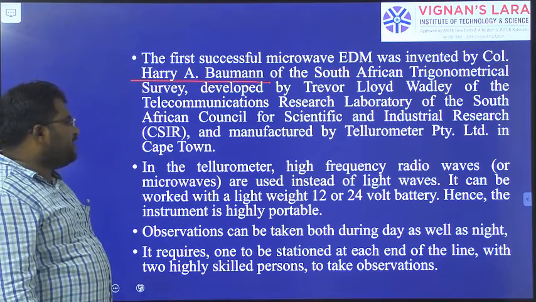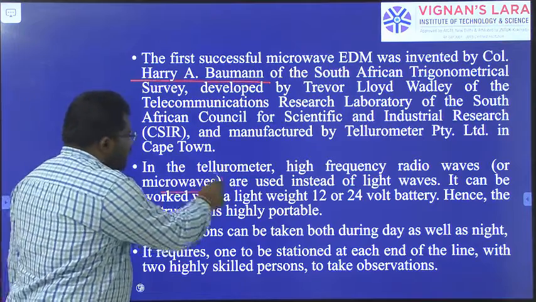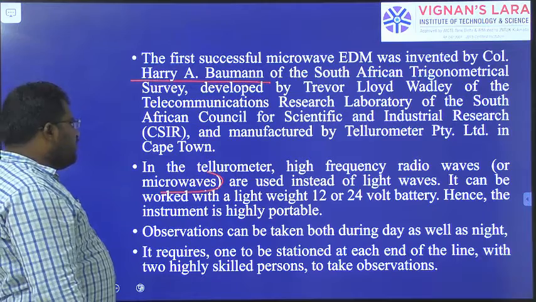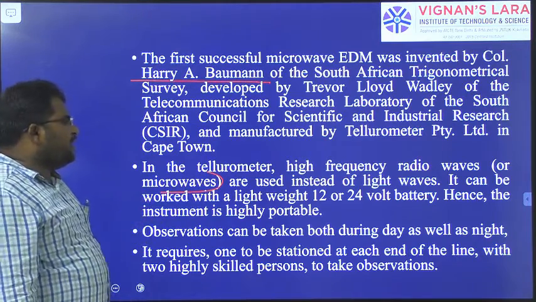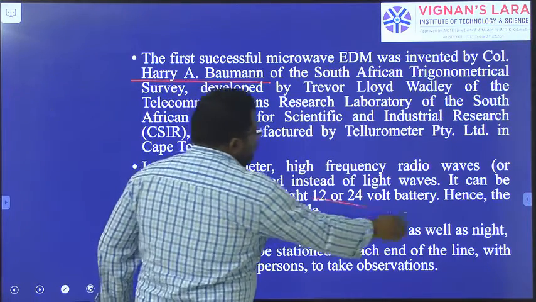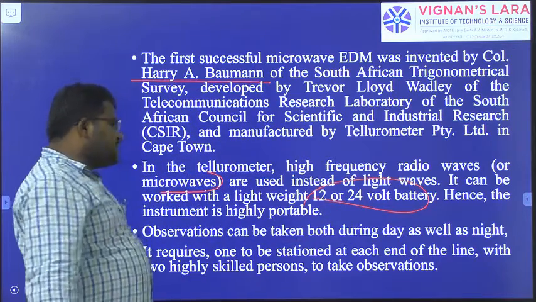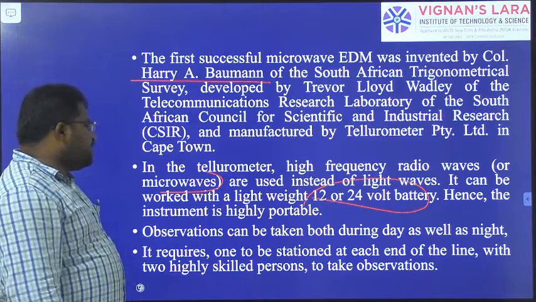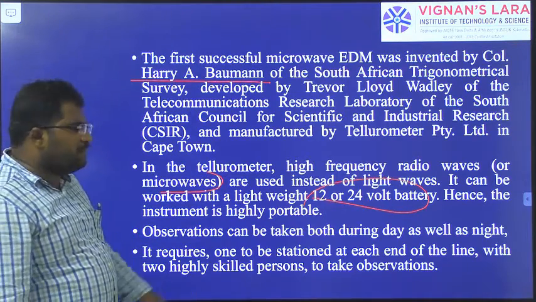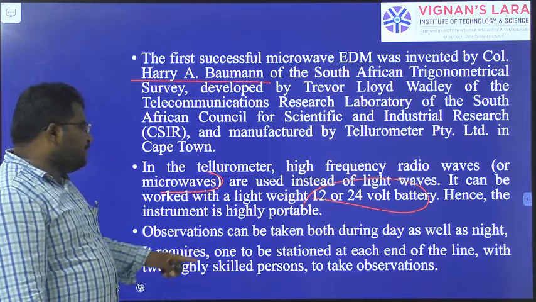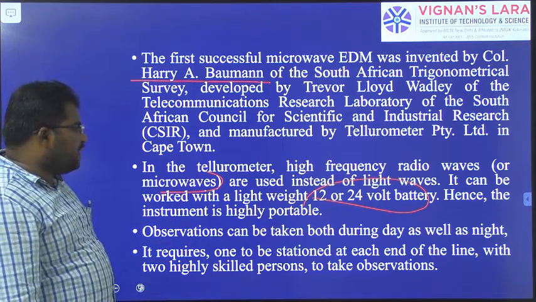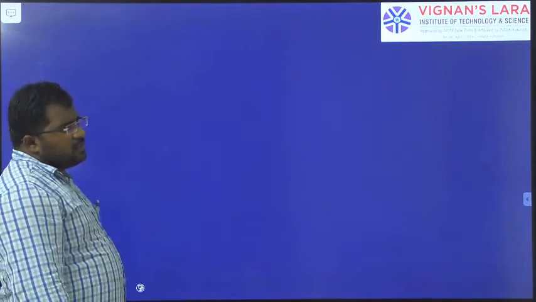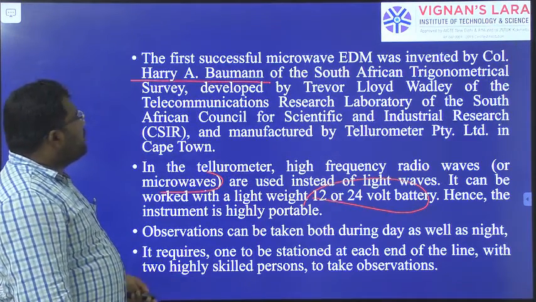In the tellurometer, high frequency radio waves or microwaves are used instead of light waves, right? It can work with a lightweight 12 or 24 volt battery. Hence, the instrument is highly portable, easily taken to the field. Next, observations can be taken both during the day as well as at night. It requires one instrument to be stationed at each end of the line with two skilled persons to take the observations. So this is about the tellurometer.